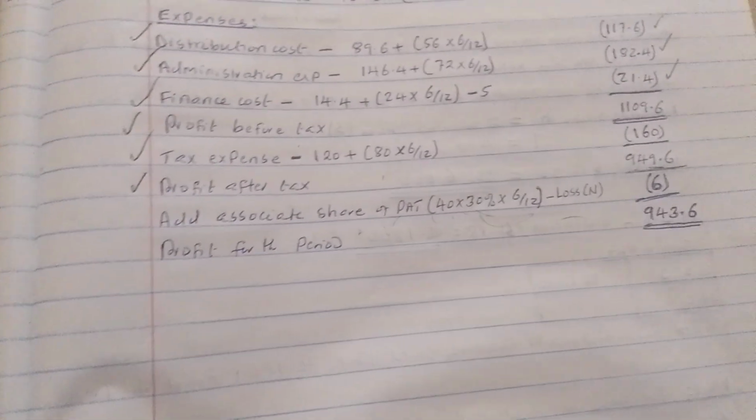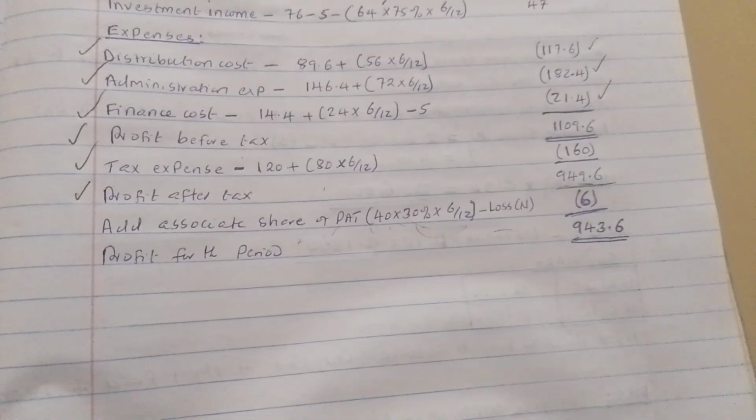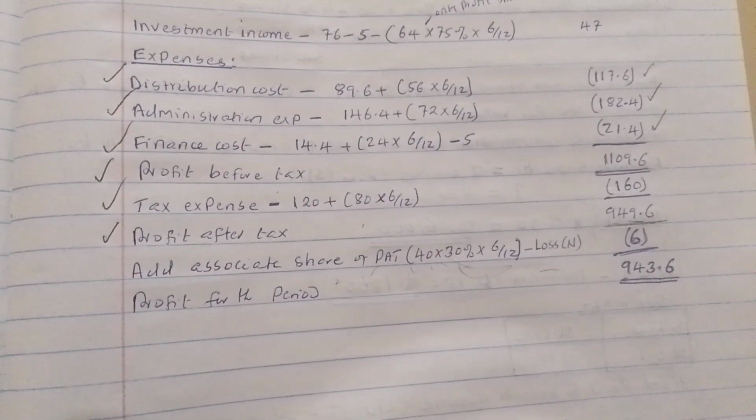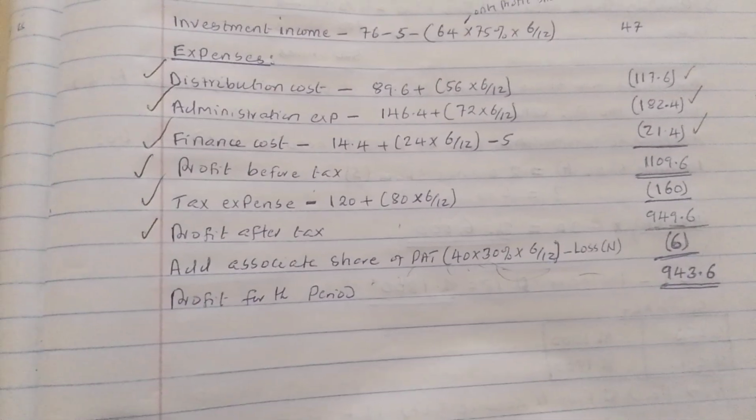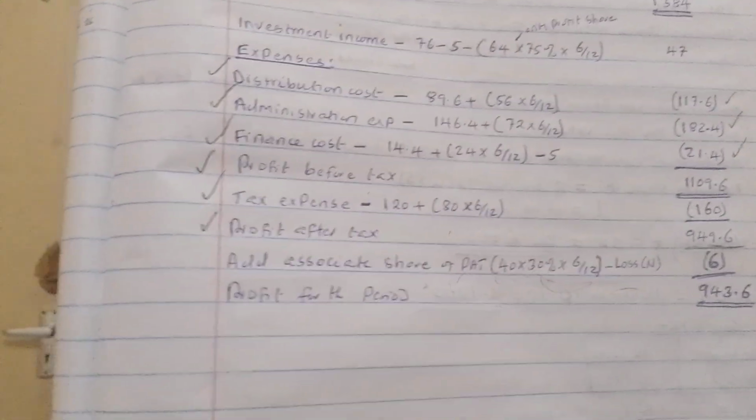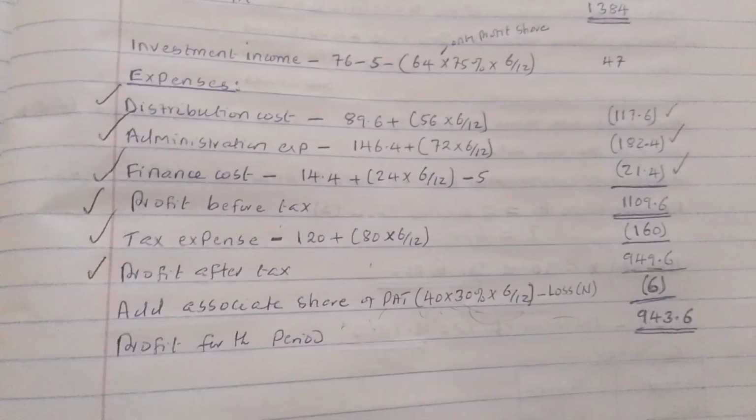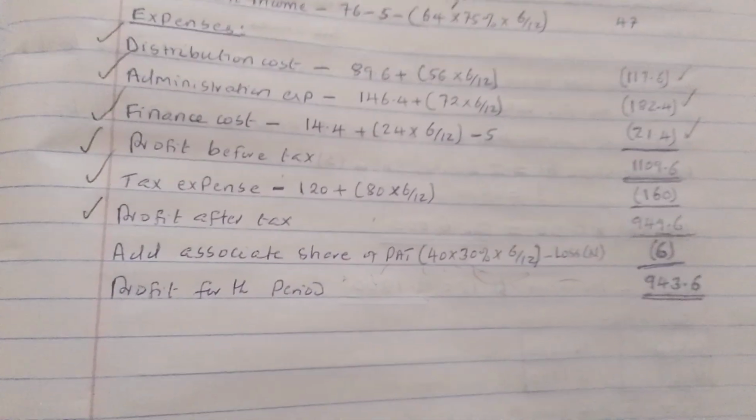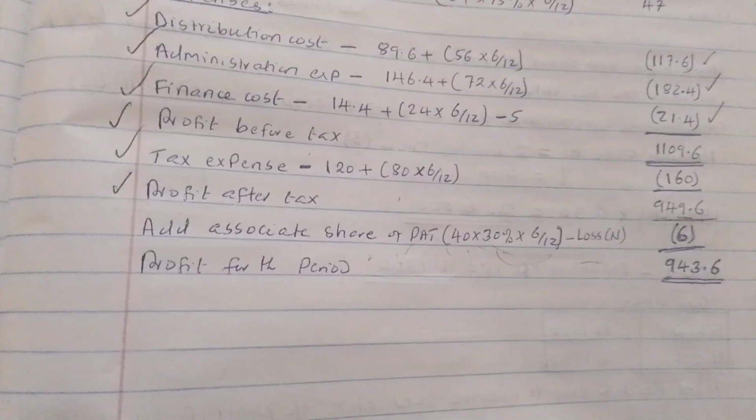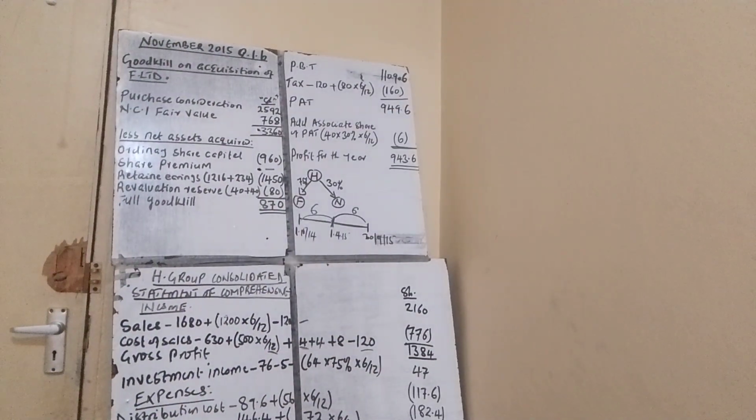So we apportion that particular item. We earned associate share of profit after tax: 40 times that percent times 6 over 12. 40 is a negative actually, so what we are sharing from the associate is a loss of 6. So profit for the year, or profit for the period, is 943.6. So basically that is the solution for that.